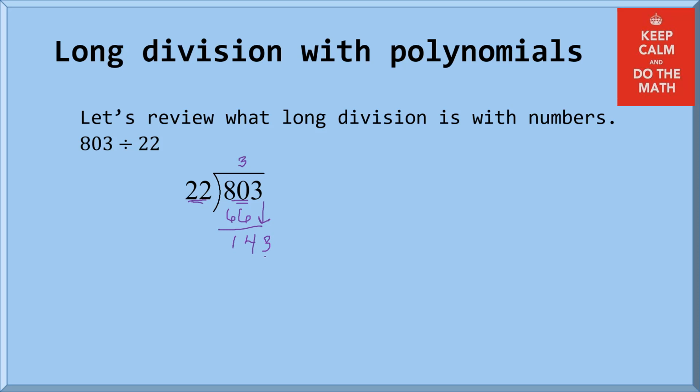Then say, okay, 22 goes into 143 how many times? Well, in this case, let's try 6, because I know that 6 times 20 is 120, so it's somewhere around there. 6 times 2, well, that's 12. Remember to carry your 1. 6 times 2 is 12, plus 1 is 13. So 6 times 22 is 132. Now we subtract those, and we get a remainder of 11.